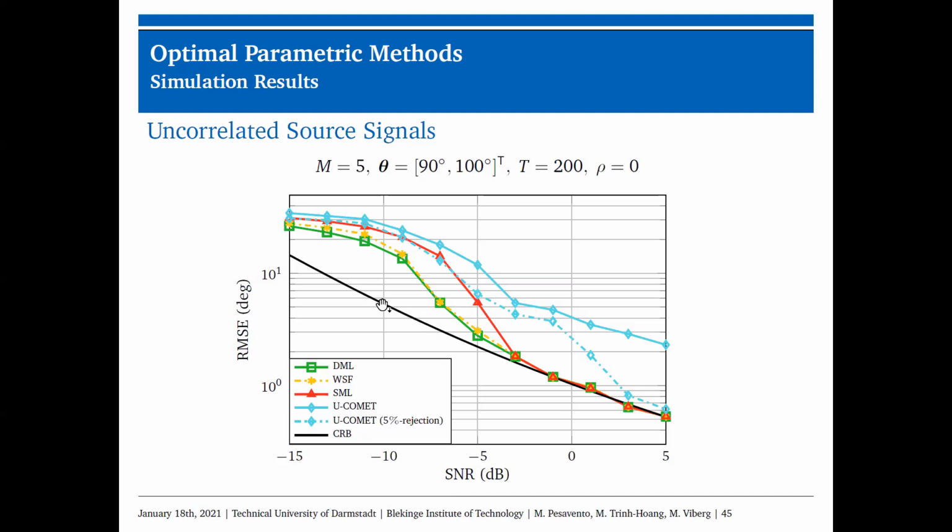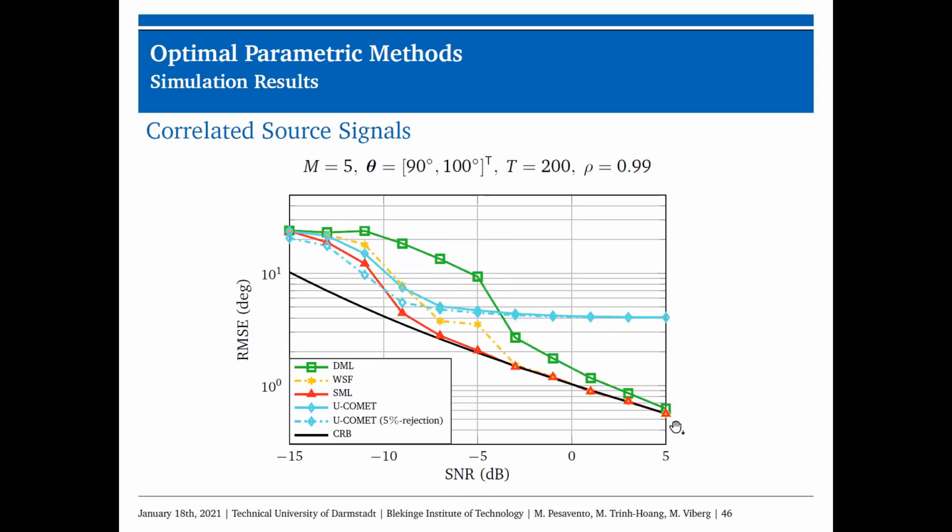And the optimal estimates achieve the Cramér-Rao lower bound over a certain SNR threshold. And in this case, deterministic maximum likelihood and WSF have the best threshold performance in that they achieve the CRB at the lowest SNR value, followed by stochastic maximum likelihood. And the COMET method, in this case, was implemented without the constraint on the signal covariance matrix. It suffers from the presence of outliers, even at high SNR. But the plot also shows the root mean squared error if you remove 5% of the outliers, and then the COMET estimates come very close to the CRB at high SNR. Or actually, you remove 5% of the estimates, the worst ones.